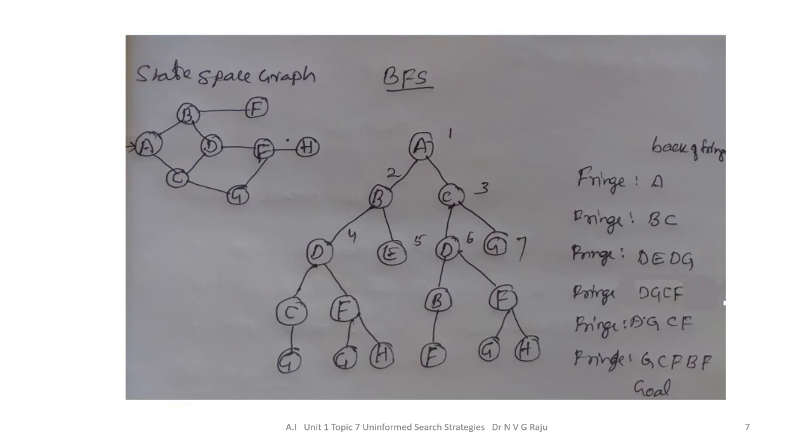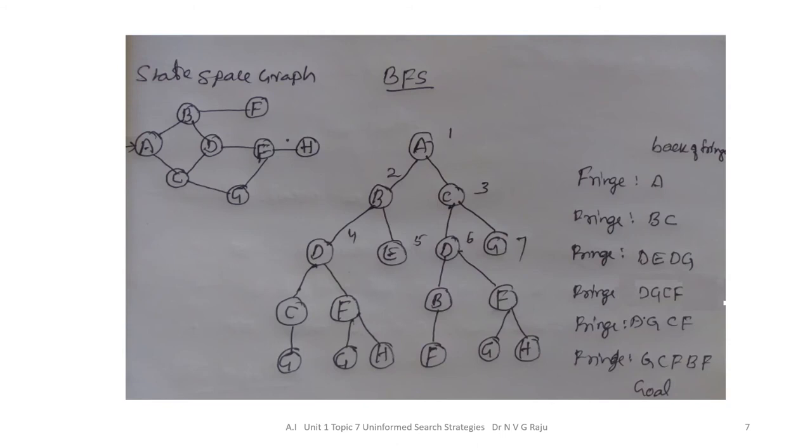Check whether B is a goal node. If not, expand its successors. Its successors are D and E. Remove B from fringe and add D and E nodes into the back of fringe. Now fringe contains C, D, E nodes. Check whether C is a goal node.